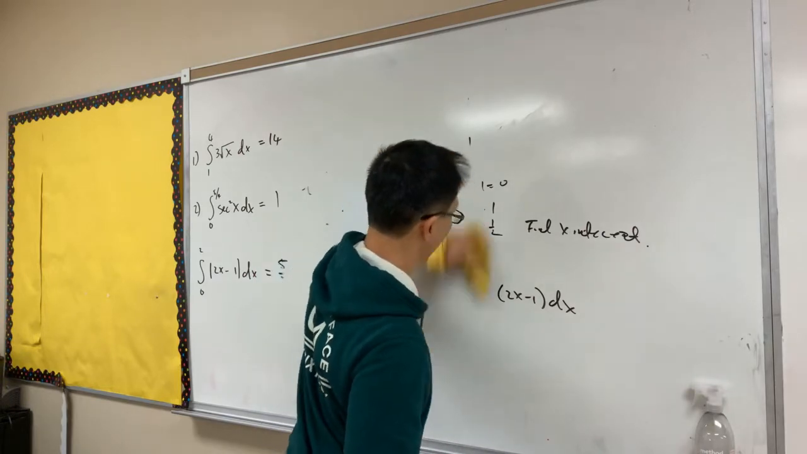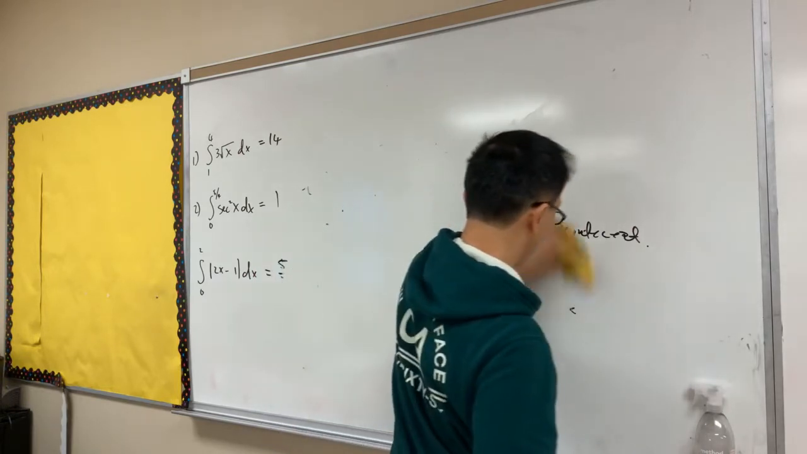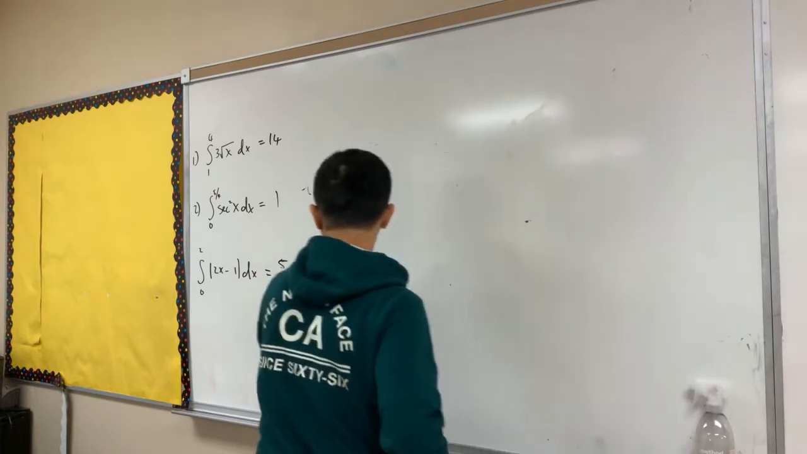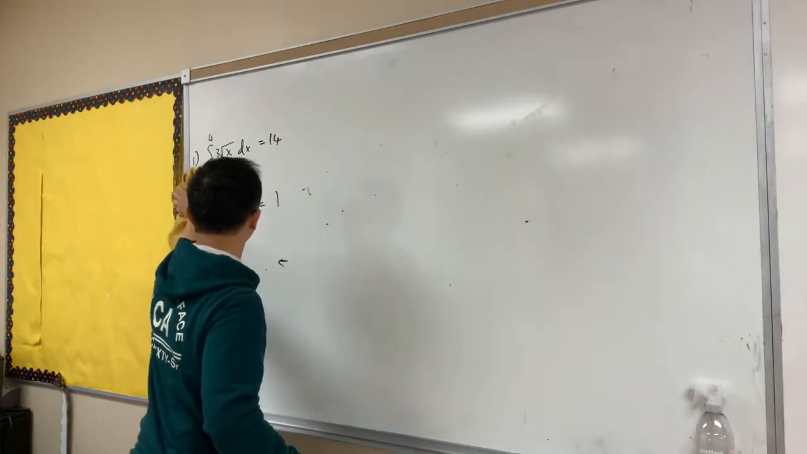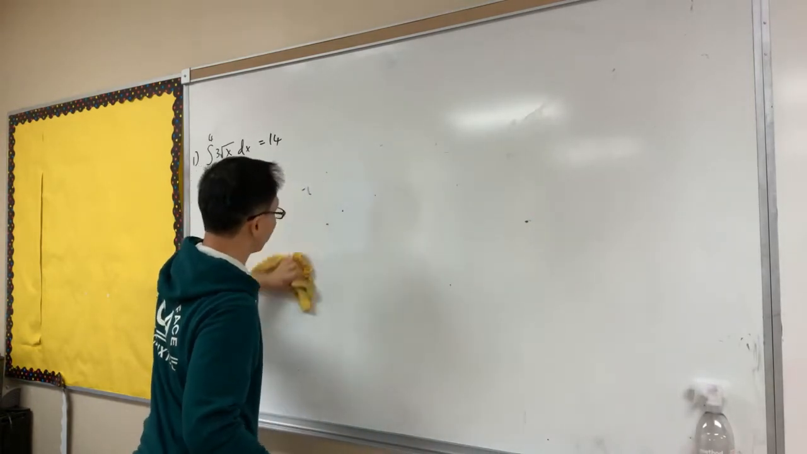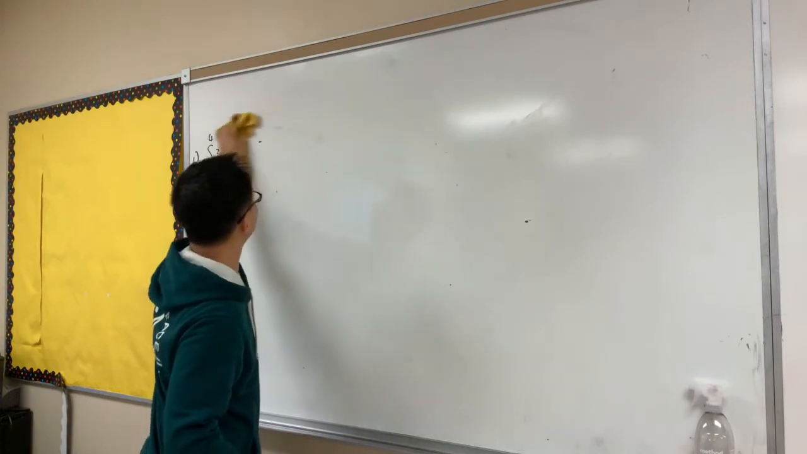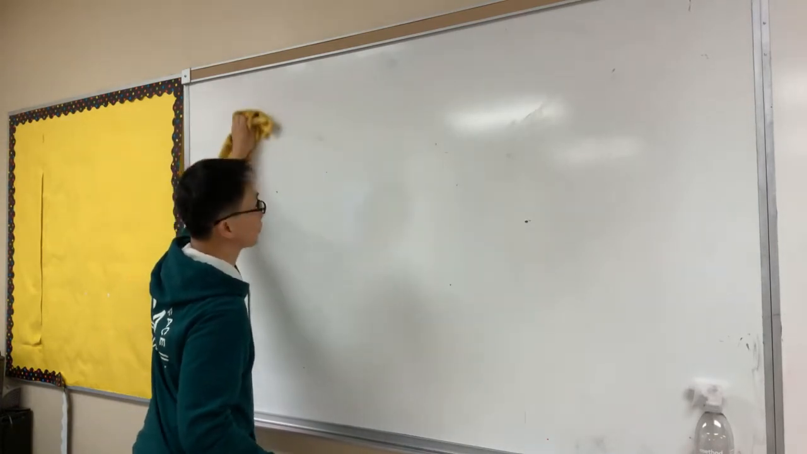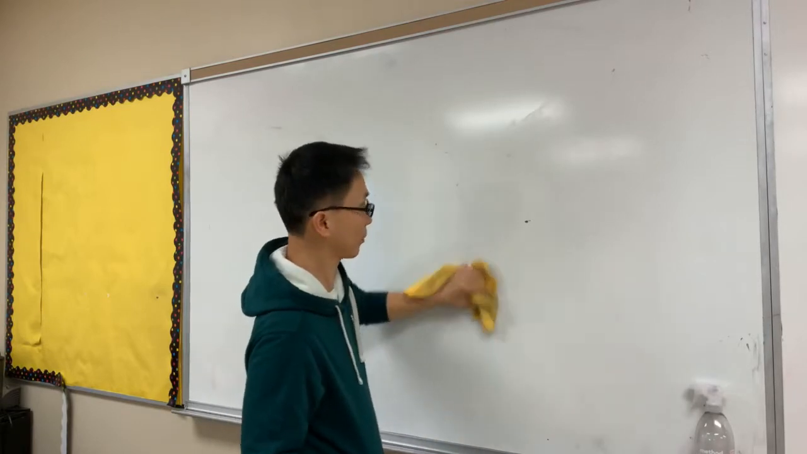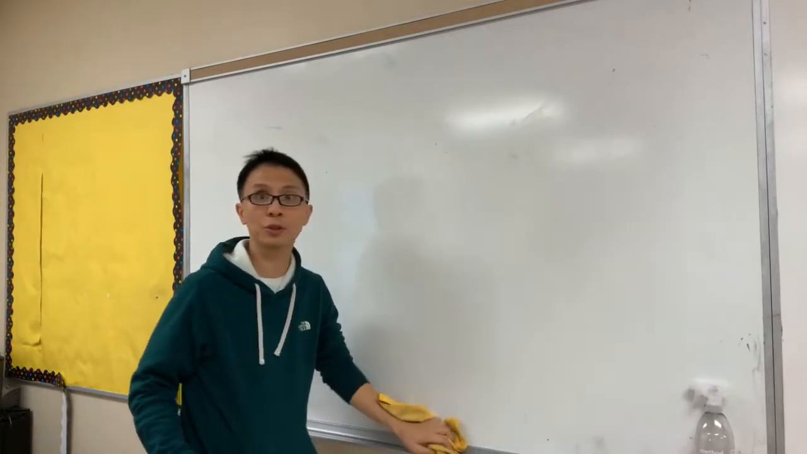2x squared plus c is equal to 4, at x is equal to 2. 8 plus c is equal to 5.